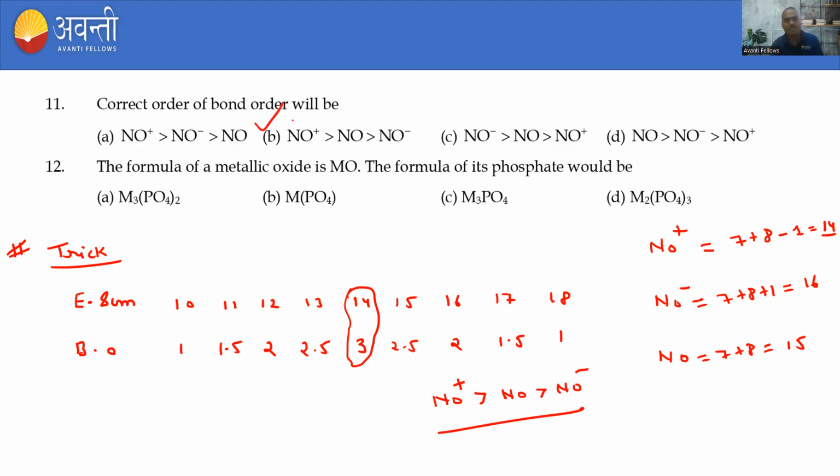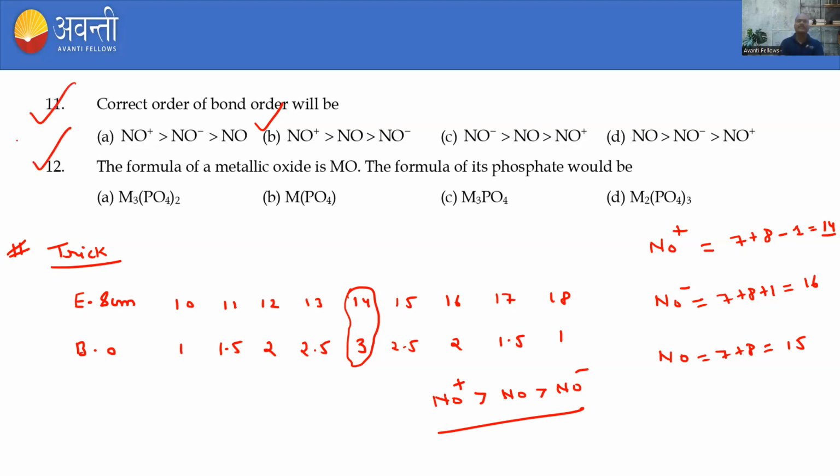So which of the following? That is option B. So this trick will always help you. This is very simple, and this trick is always helpful for calculating the bond order, right? Whenever you have to calculate the bond order, by using this rule you can calculate it within seconds only, right? Just remember this rule. Now, move to the next one.